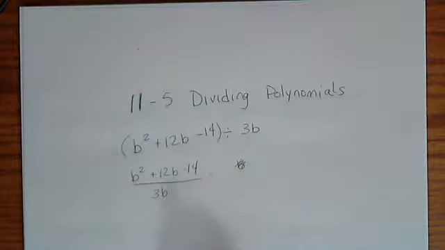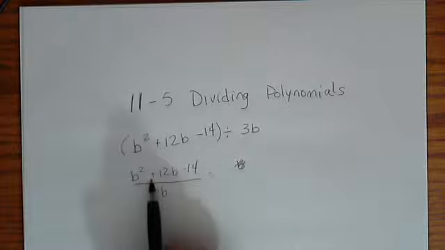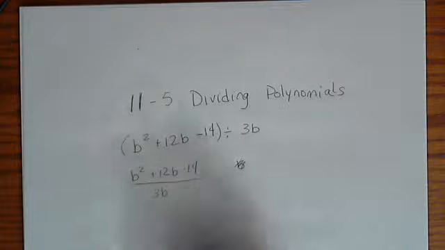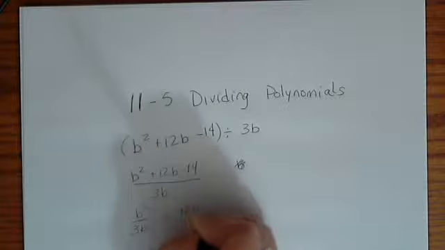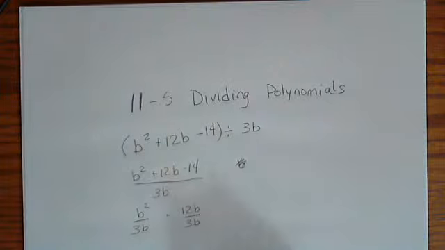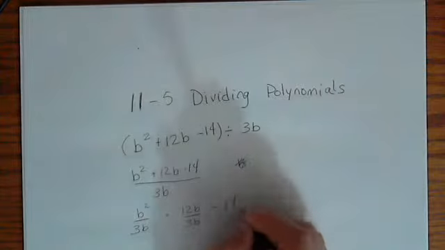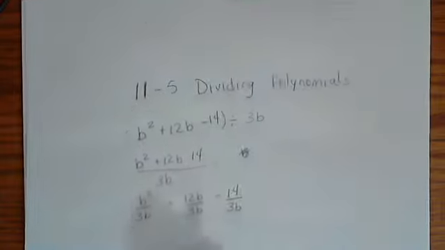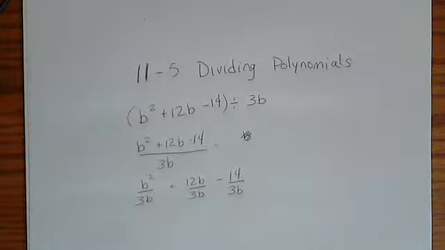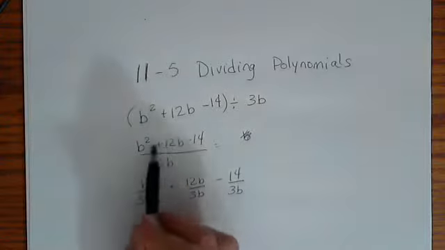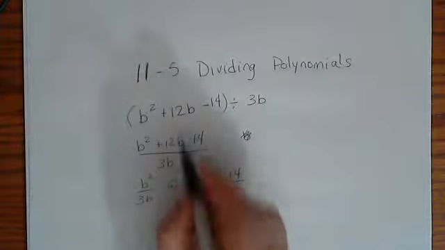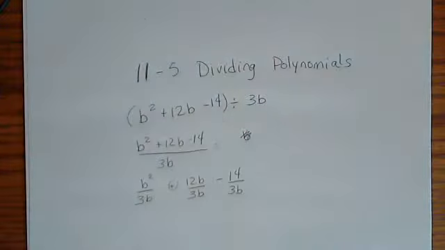But the other way that we can simplify these, and we've kind of talked about it in class, but we haven't really made a big deal about it, is that we can split this into 3 different fractions. Because we've got addition and subtraction in the numerator, we can split it into b squared over 3b plus 12b over 3b. And what else? Minus 14 over 3b. Do you agree with me that we can do that? Just because we are going to be adding and subtracting here. Keep in mind that this plus sign means that this is going to be a plus, and this minus sign means that that's going to be a minus sign.